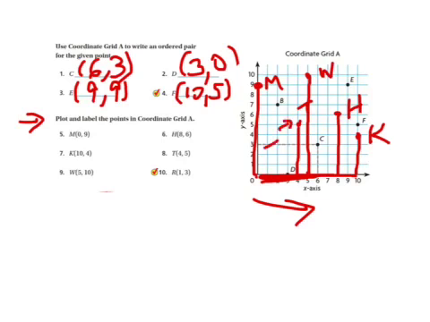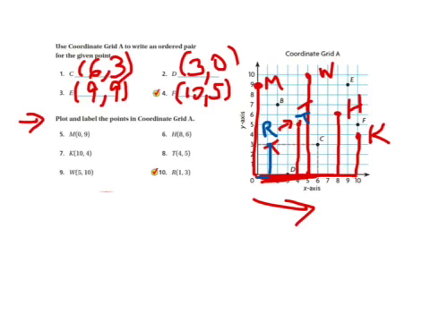Oh, I wrote over this. This is T. Number 10 is 1, 3. Let me change colors so you can actually see it. 1, 3 is over 1, up 3, which is right here. And that, oh, I'm writing over T again, is R. Let me rewrite. This is T.